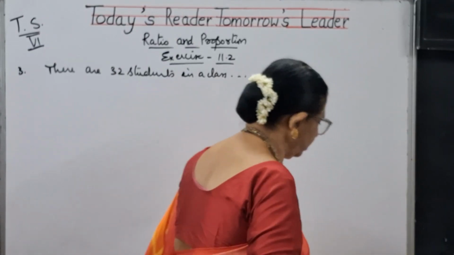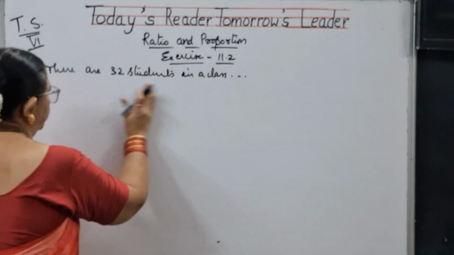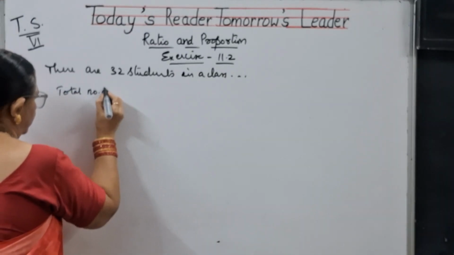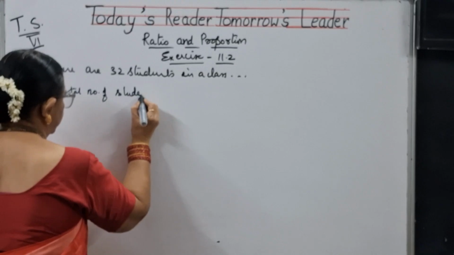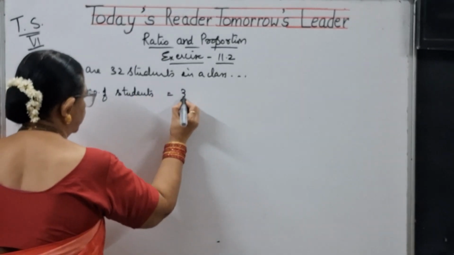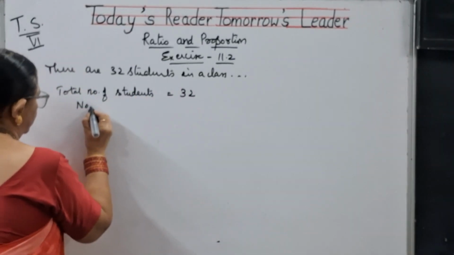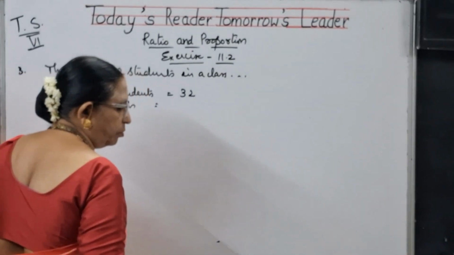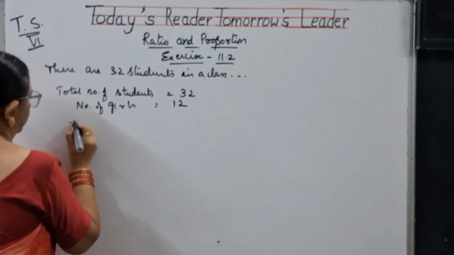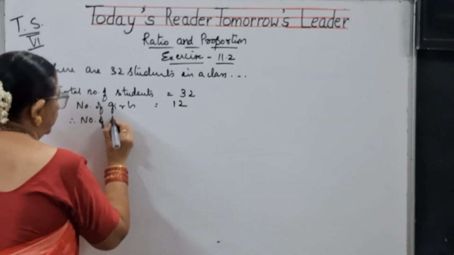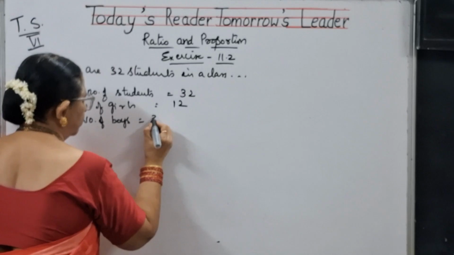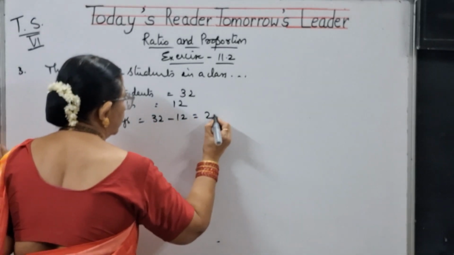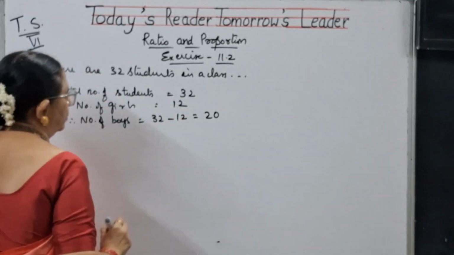So the total number of students is 32. The number of girls, how much have they given? The number of girls is 12. Therefore, what is the number of boys? How will you get it? From the total, if you subtract girls, you get boys, that is 20 boys. The number of boys is 20.